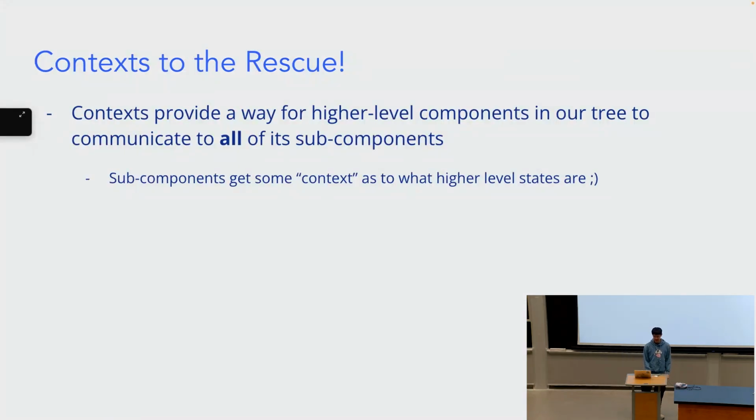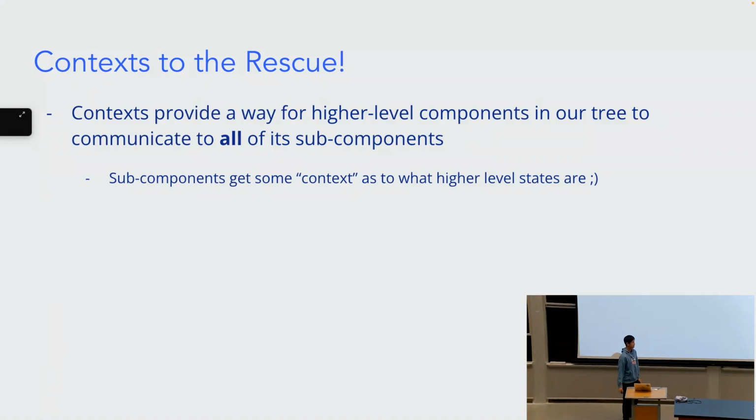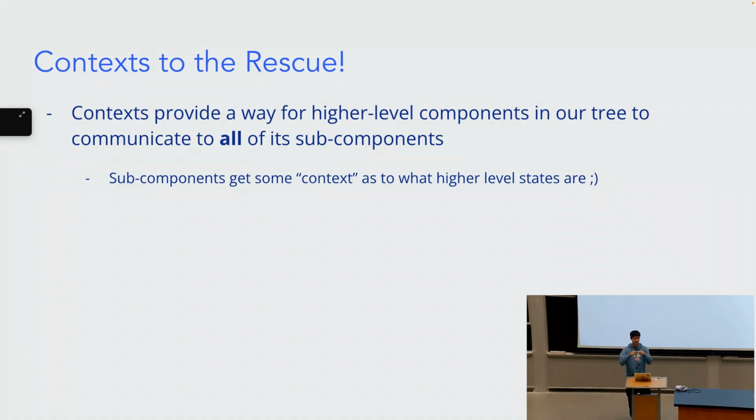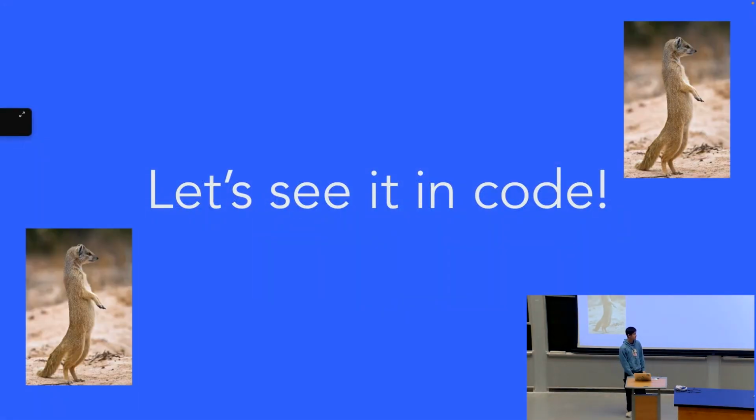And basically, React has kind of a solution for this, which is called contexts. So contexts basically provide a way for the higher level components in our tree to communicate one state or potentially multiple states that it keeps track of to all of its subcomponents. So you can think of it as basically the subcomponents getting some context as to what the higher level states are, without the higher level components having to pass down everything all the way through props. Yeah. So of course, we would probably have to see it in code to understand what was actually going on.